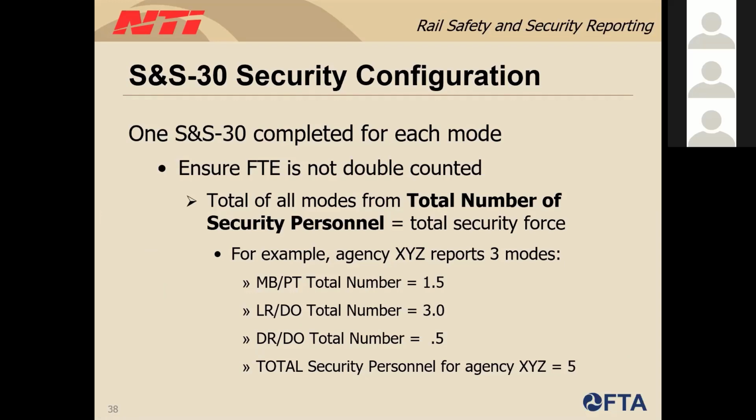The number in the total number of security personnel box from each SNS 30 that you have should equal the total number of transit agency security personnel. In the example you see here, the bus mode has a total FTE of 1.5. The light rail mode has 3.0, and the demand response mode has 0.5. So added together, that means this transit agency has a total of 5 full-time security personnel.